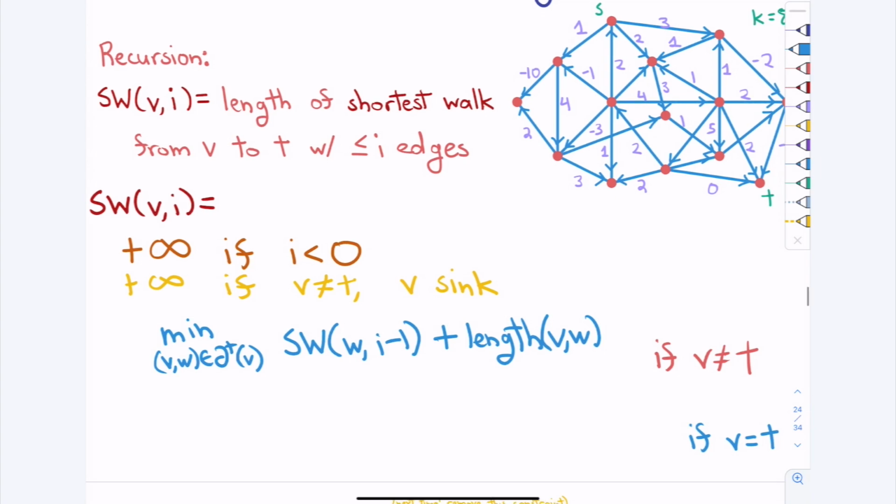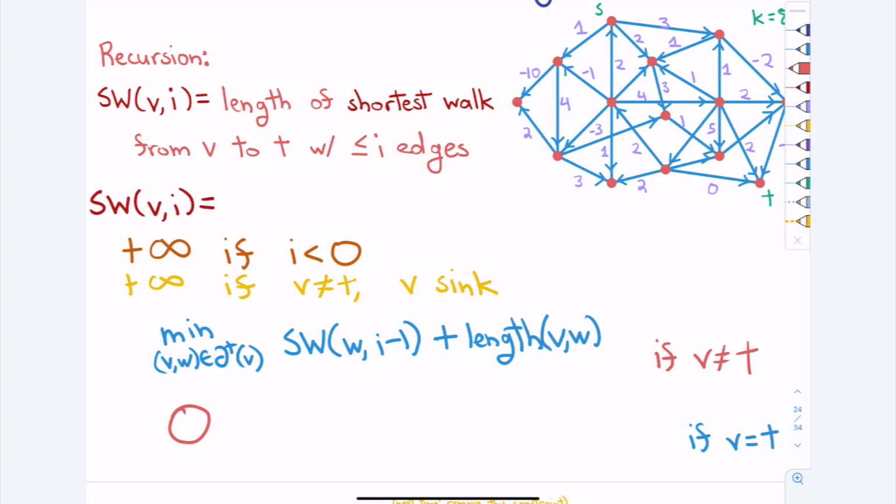All right, now what if v is the sink? Not the sink, v is the destination. So v is equal to t. i is greater than or equal to 0 and v is equal to t. Yeah. Return 0? Return 0 because I'm already there. Okay. Everyone happy with returning 0? Yeah? You say it's the shortest walk.